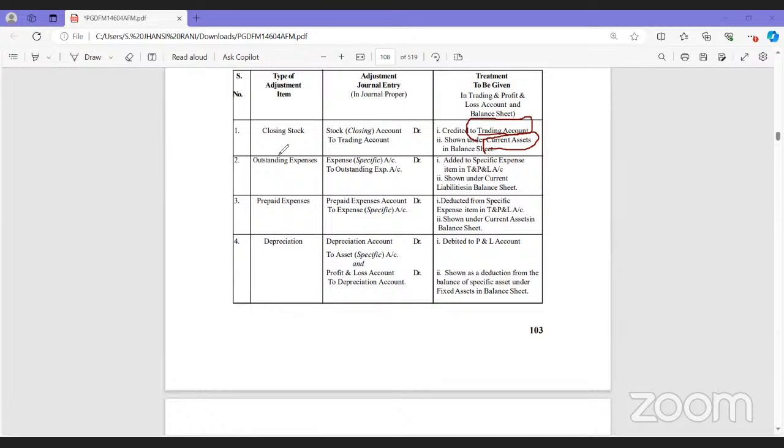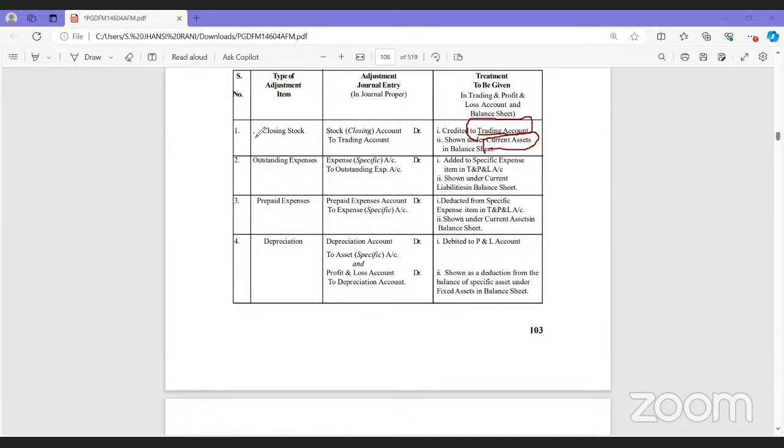Next, outstanding expenses. So there will be certain expenses which are not yet paid. So what should be done? When there are such expenses, we have two effects. One is we will add to that specific respective expenditure. That is one effect. And the other effect we write in the balance sheet liability side.